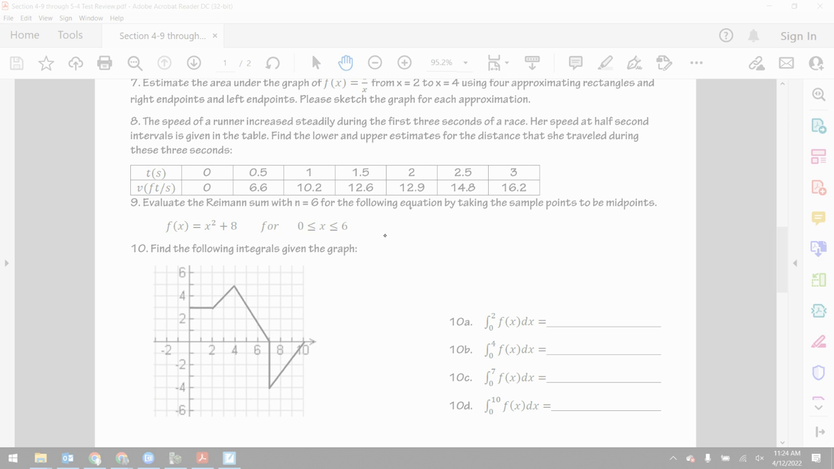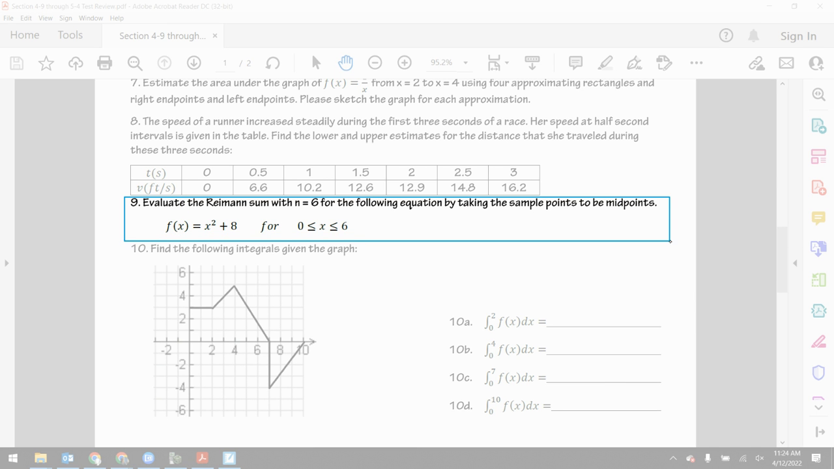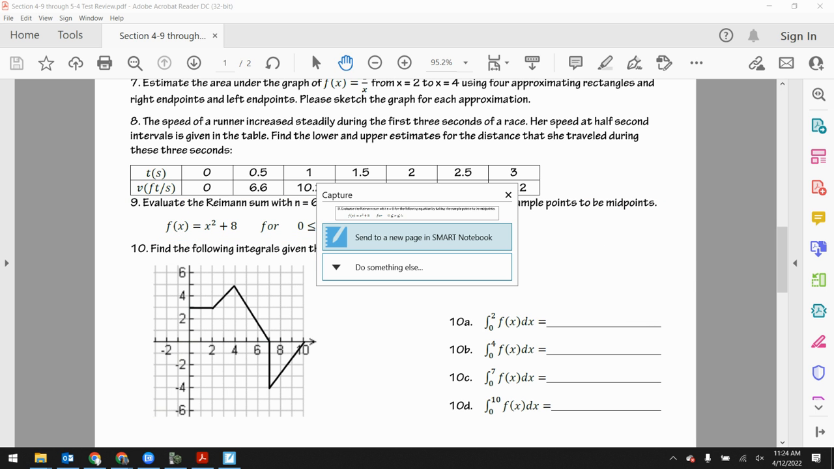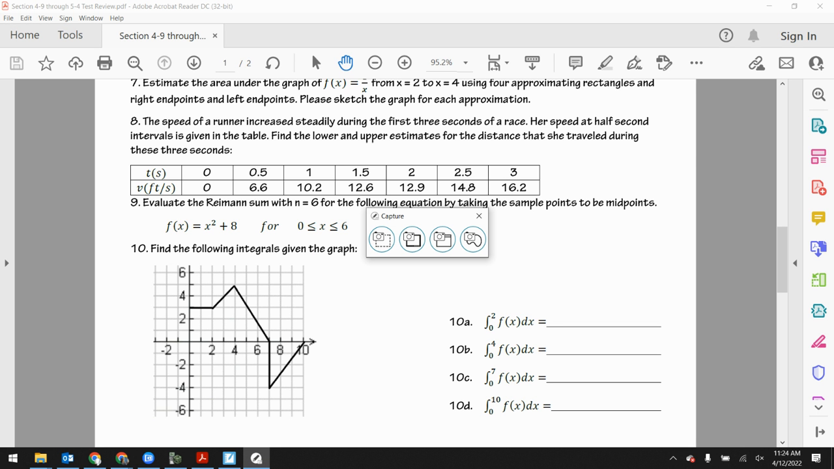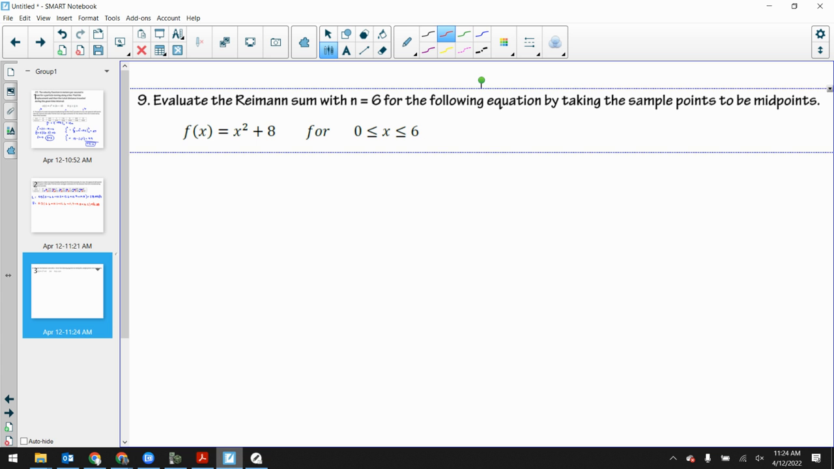Okay, honestly, we kind of just evaluated a Riemann sum. We hadn't known to call it a Riemann sum when we were doing problem 8, but now we know better. We can calculate the Riemann sum. We know that the Riemann sum is basically equal to delta x times the sum of the y values, right?